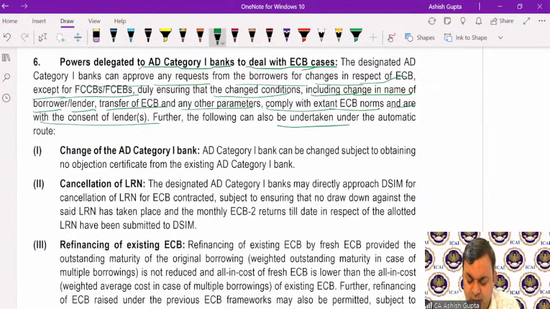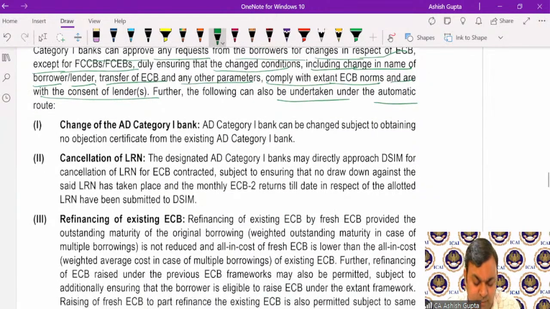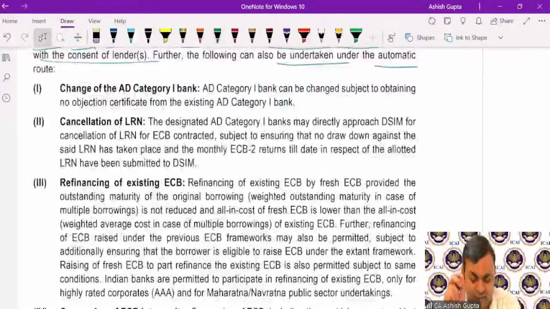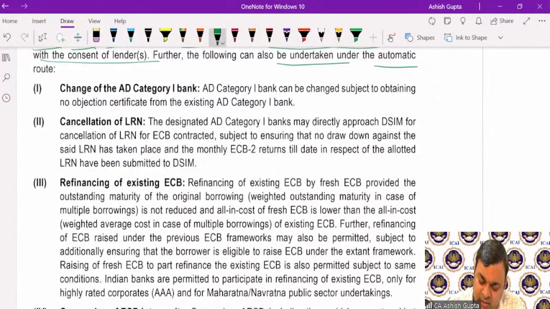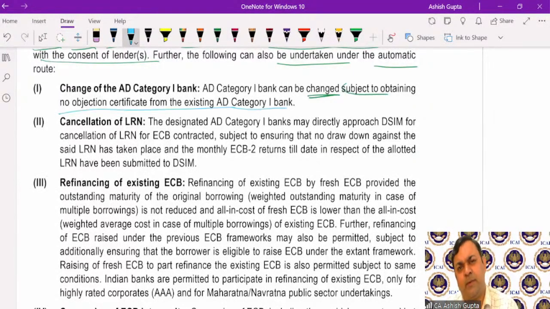Further, the following can be undertaken under the automatic route. First point: change in AD category 1 bank. The AD category 1 bank can be changed subject to obtaining an NOC. You need the NOC from the existing AD category 1, meaning the dues amount. If there is any dues amount to the AD category 1, first you need to satisfy the dues, then accordingly you can change the AD category 1.